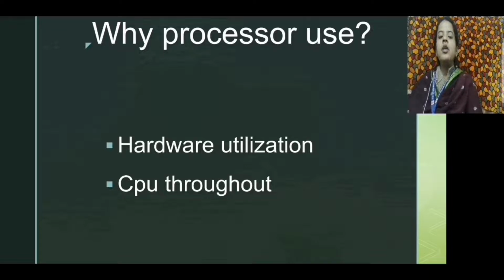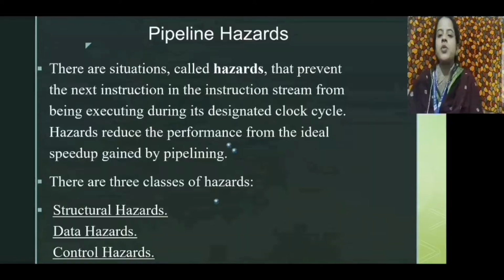So now goes to the next concept, pipelining hazards. What are pipelining hazards? Pipelining hazard situations arise when an instruction prevents the next instruction in the instruction stream from executing during its designated clock cycle. And hazards reduce the performance from the ideal speedup gained by pipelining.